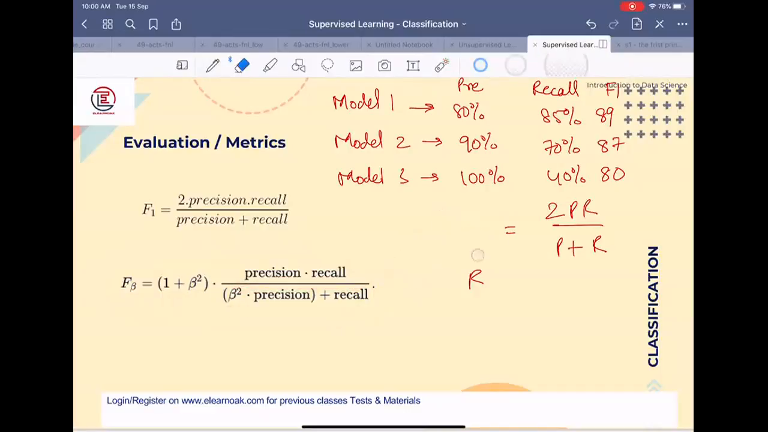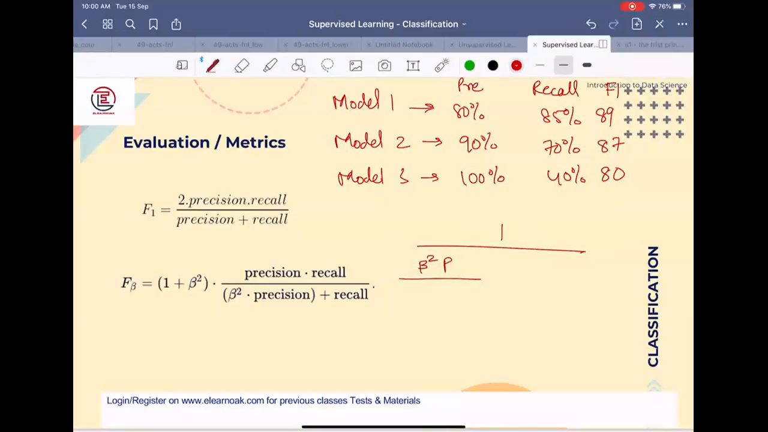Okay, so if we have it in these terms, let me try to simplify this. This would look something like this: 1 divided by beta square over 1 plus beta square times 1 by R, plus 1 over 1 plus beta square times 1 by P. Here we could say that P and P get cancelled, R and R get cancelled, and we are left with this term.